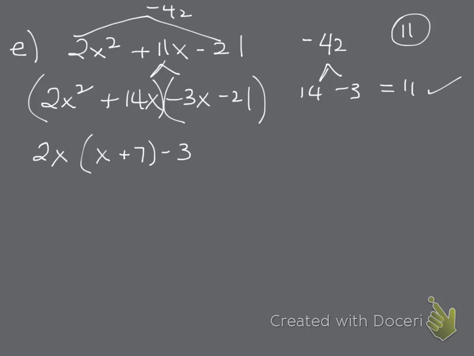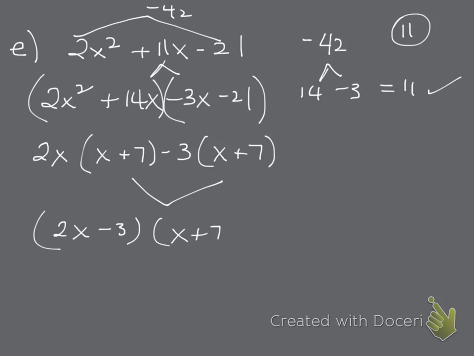So negative 3 comes out. So negative 3x divided by negative 3 is? X. Negative 21 divided by negative 3 is? Plus 7, right? Okay, everything's good because these match. And so now what are our factors? 2x minus 3 times x plus 7. And that's our answer. Okay? You just got to practice and memorize these steps.